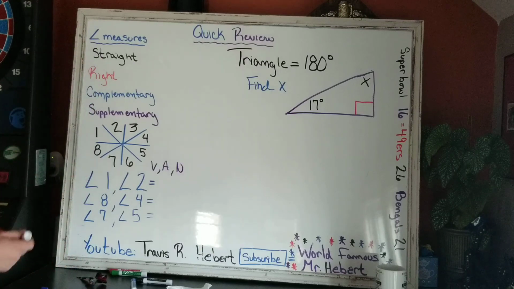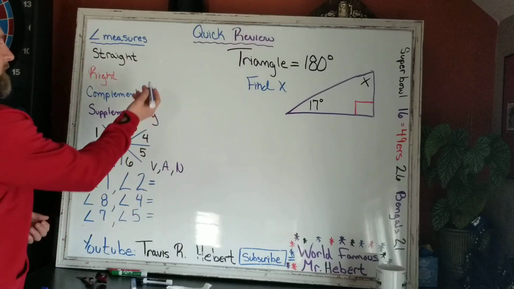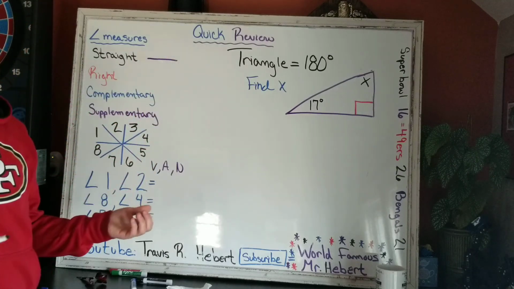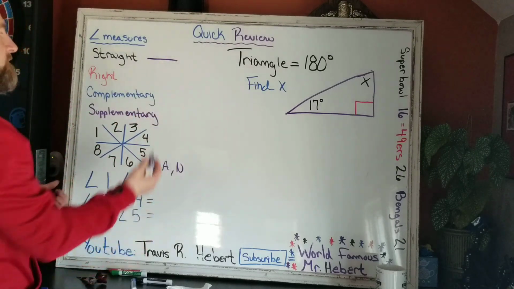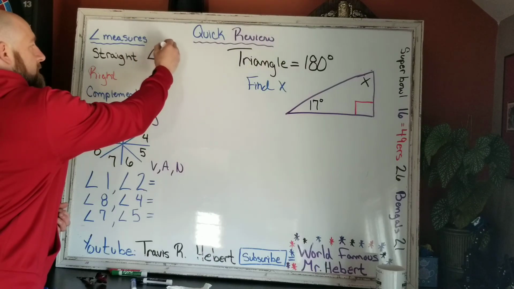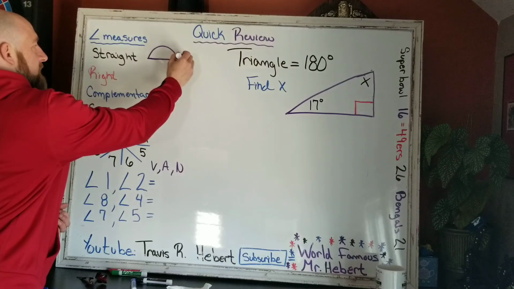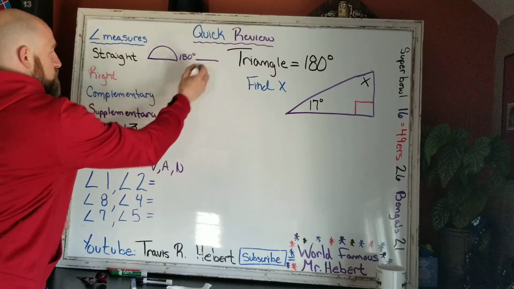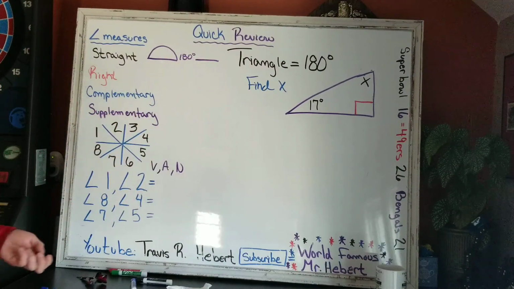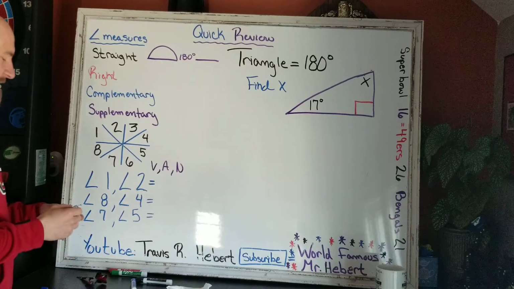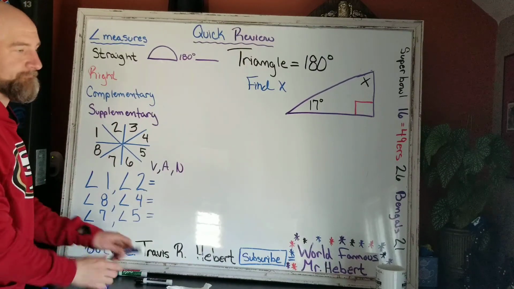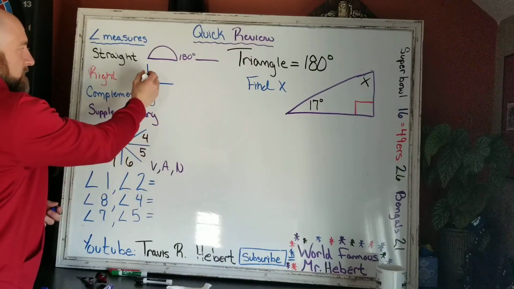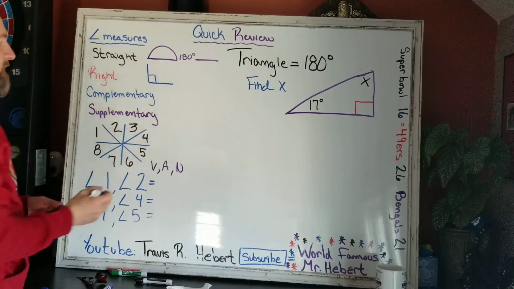So angle measures. A straight angle, or it's a straight line. What's the measure of a circle? A circle is a full 360 degrees. If you do half of it, it's going to give you 180 degrees, or this would just be a straight angle. Right angle. What's the easiest way to identify a right angle? It has a full 90 degrees. Here's your right angle.